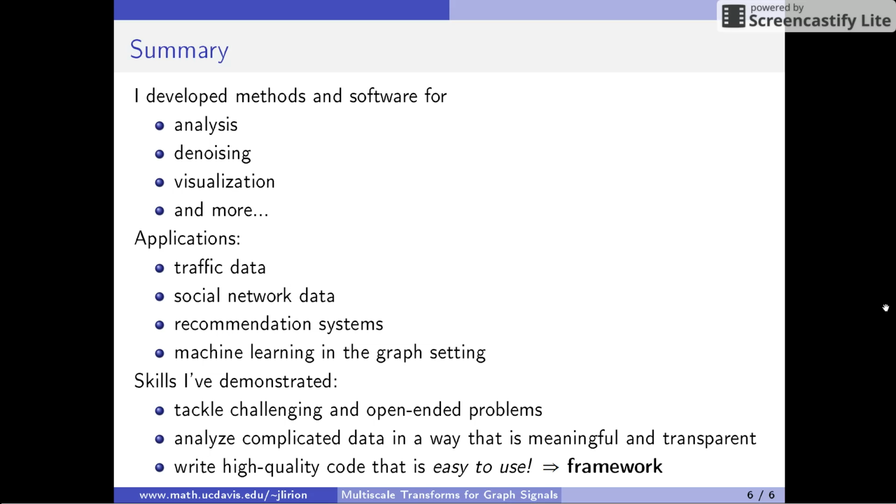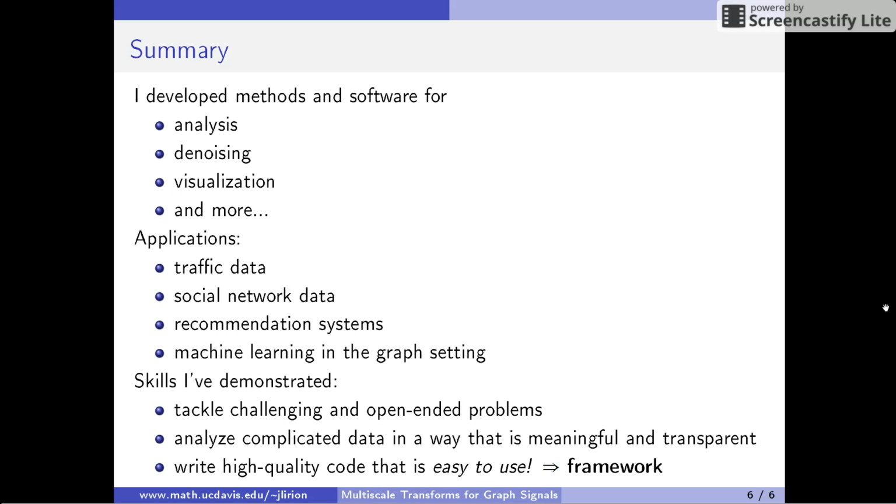Skills that I've cultivated include the ability to tackle challenging and open-ended problems, because this is a relatively new field and no one had done something along the same lines as I did, so I had to come up with the mathematical ideas and the coding strategies myself. I've demonstrated the ability to analyze complicated data and to do so in a way that is meaningful and transparent. While the methods and tools that I've developed are complicated, the underlying ideas are simple, and you can explain them to people and they make sense.